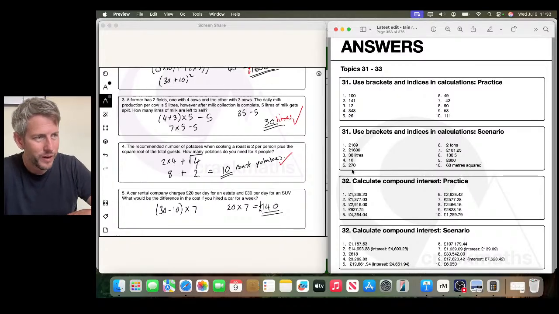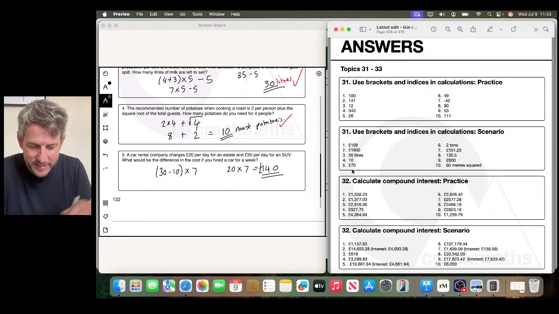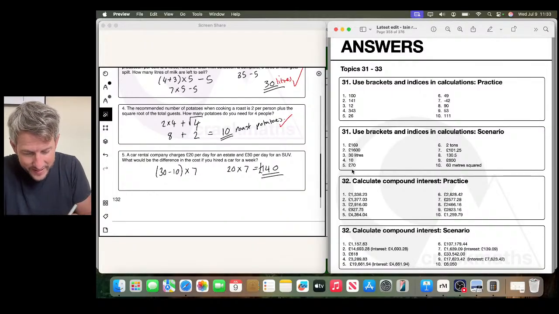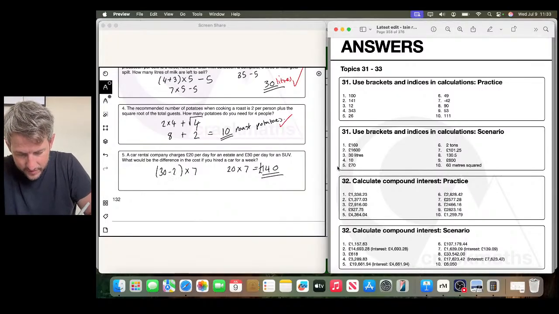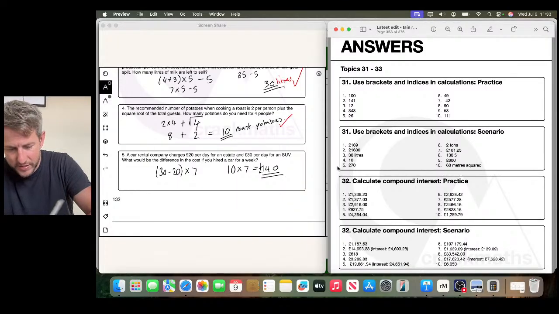Oh no, what? Has anyone noticed what I did? I solved the question in my head and then wrote down the answer in the question part. So what I did was I did 30 take away 10 when I meant to do 30 take away 20, which would equal 10. Okay. And then that would give us 70.